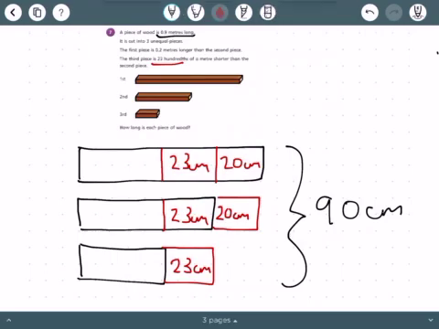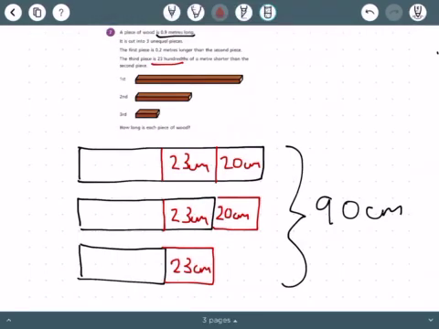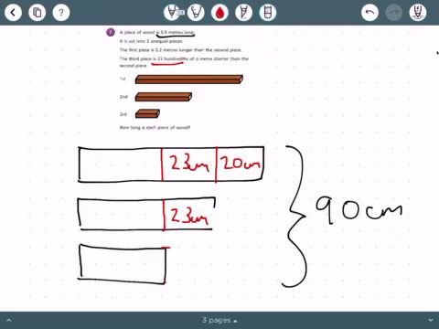Okay, and then I'm going to rub out the bits that aren't actually there, that were just used to help us. So they're the red bits here. If I rub these out now, then it will help us to see what we're actually dealing with. I'll just rejoin that there. So now I can see that the top one has 23 centimetres and 20 centimetres. I know that the second one has 23 centimetres there.